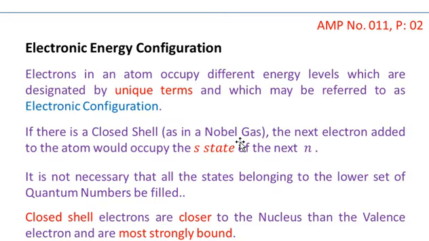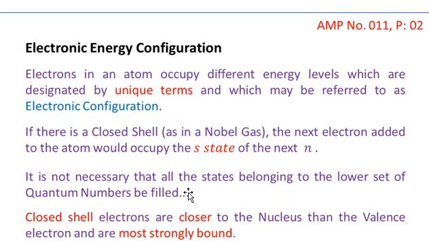So for example, in the noble gases, we have all the electrons in closed shells. And if we add one more electron to the noble gases, we shall get the corresponding alkali metal atoms. In the alkali metal atoms, the electron which we add to the noble gas will occupy the S state, and that will correspond to the next principal quantum number. These things will be clear in today's lecture.